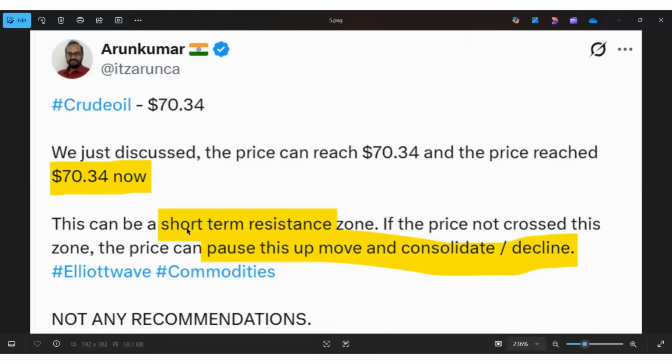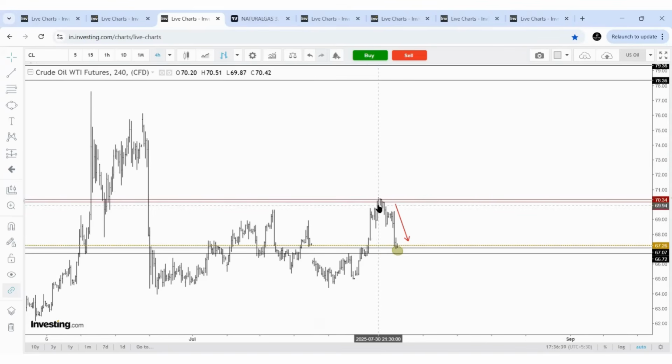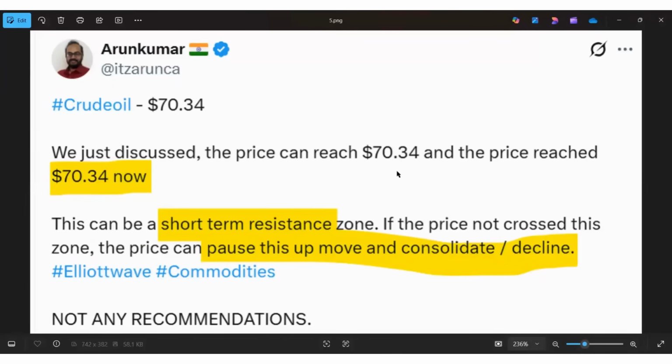See, in our previous midweek market update, when the price was trading very close to this point, I said this 70.34 is an important resistance, and this upward price action may stop, and after that it may pause or decline. We can identify only the resistance or support, then only we can identify how it takes the next step. We just discussed 70.34 is the important resistance. This can be the resistance zone, and if the price does not cross this zone, it can pause this up move and consolidate or decline.